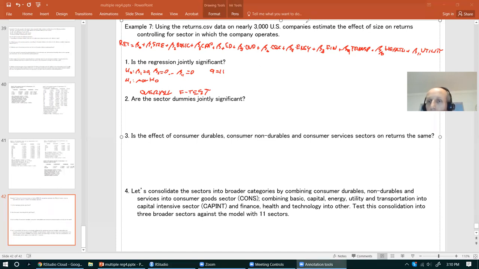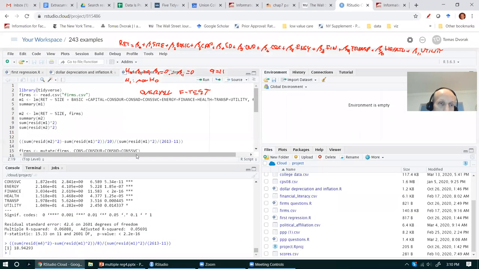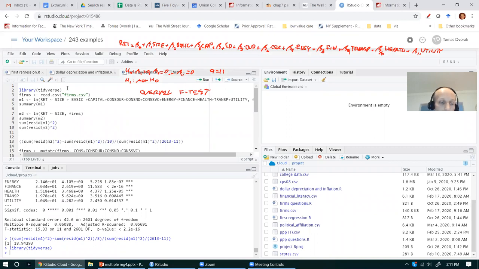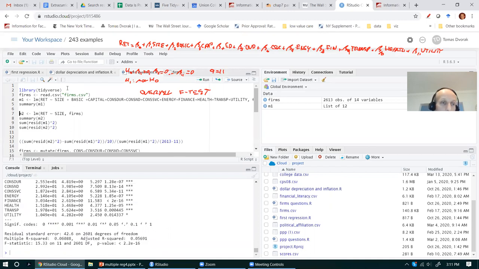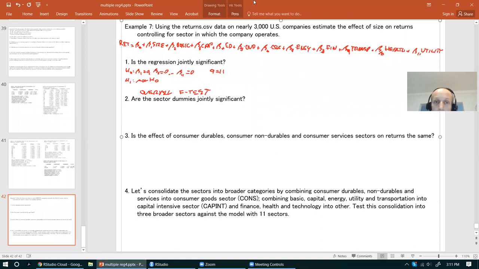So if I stop annotating for a minute and go to our Studio Cloud, I know that I'm going to need the tidyverse package for these problems. So I'm going to load that library in. I'm going to load the firm's data and estimate the regression that I just outlined, with returns as the dependent variable, and size, basic, capital, and so on, all the 10 different sectoral dummies as independent variables. I can calculate the summary. And in the summary, I see that the F statistic is 15 with a p-value that's essentially zero.